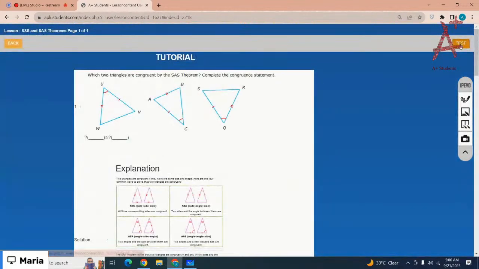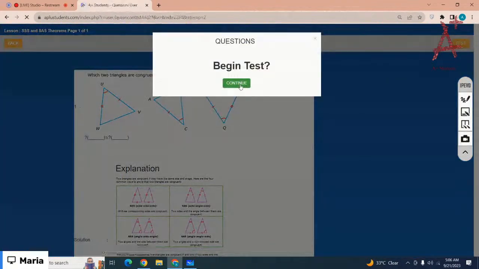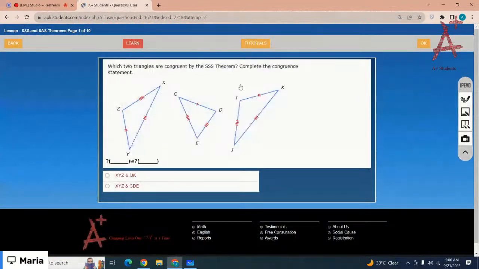Let's see if we have any. Okay, which two triangles are congruent by SSS theorem? So which two triangles? XYZ and IJK are congruent, right? YZ is congruent to IK, ZX is congruent to IJ, and XY is congruent to KJ. So XYZ and IJK are congruent.